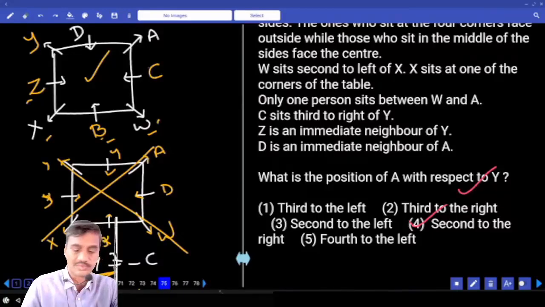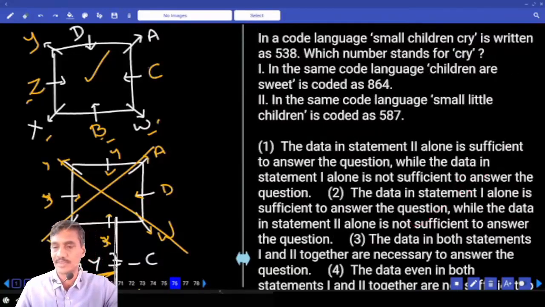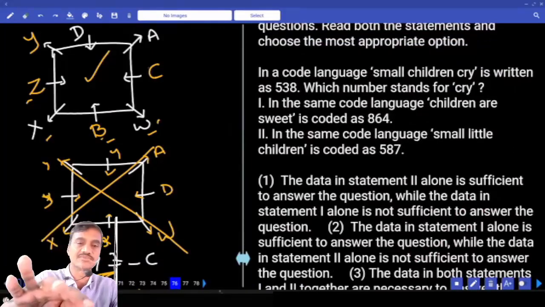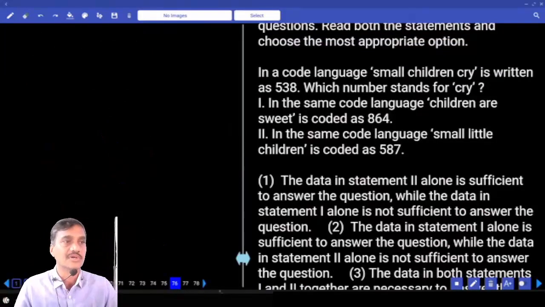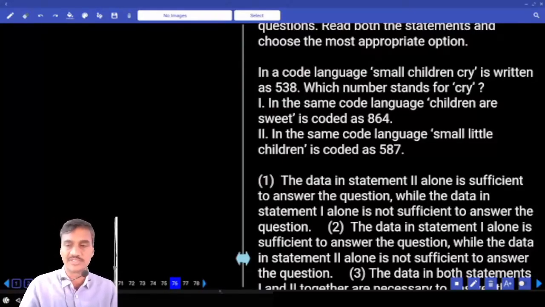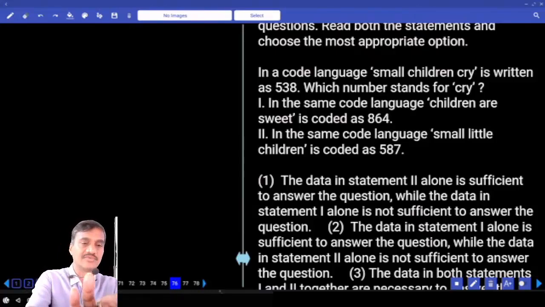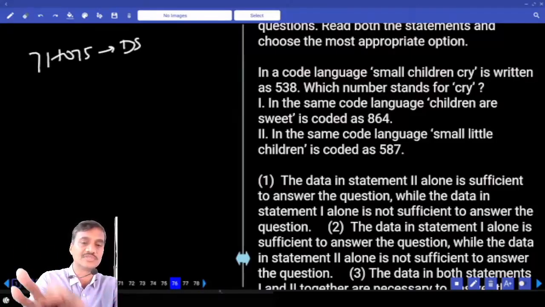Done with this? The next one, 76 to 80. Which category does it come in? Data sufficiency. Does this data sufficiency come under first priority or second priority? Second priority. As it comes under second priority, what are the questions we are leaving here? 71 to 75 data sufficiency, write it down.